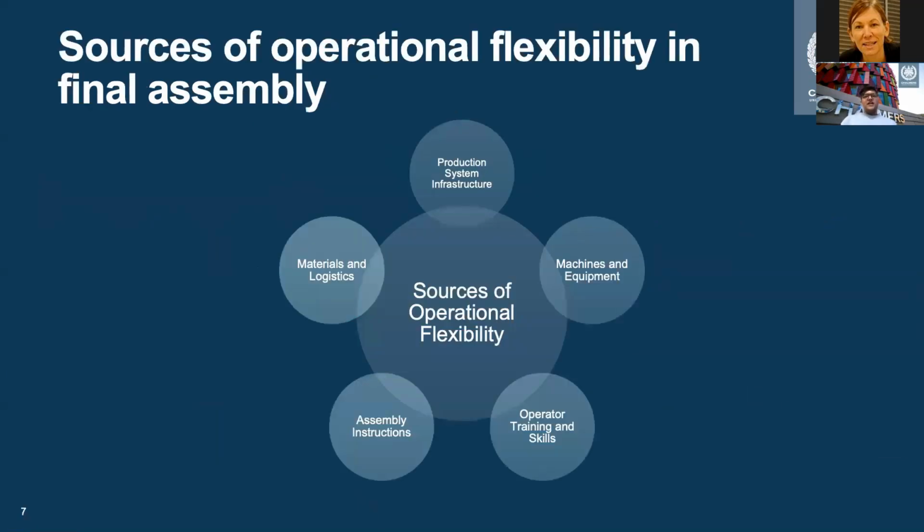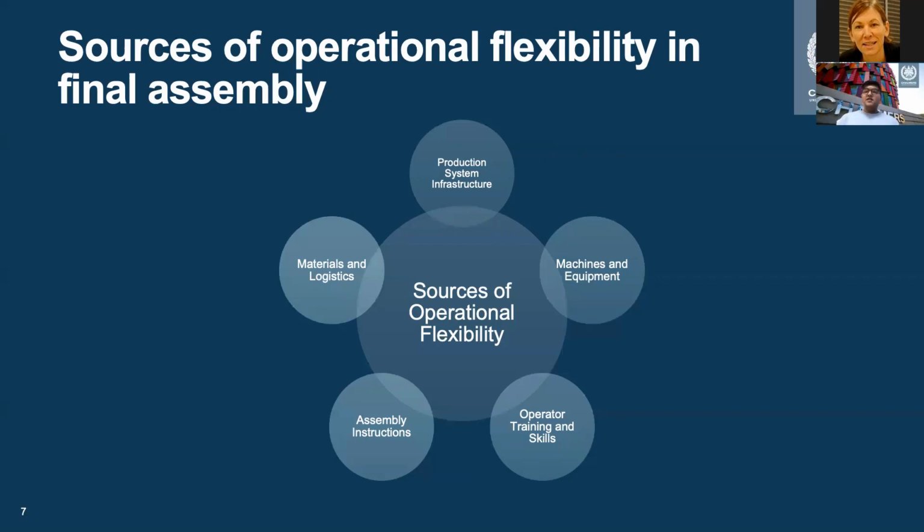In my research, I have identified 5 different areas for influencing operational flexibility. I will not go deep into each of these areas, but just to give you an indication of what I mean: when I talk about production systems infrastructure, I talk about the design and the layout of the systems. For machines and equipment, it's the different types of machines, tools and equipment that are used in final assembly systems. Operator training and skills is self-explanatory.